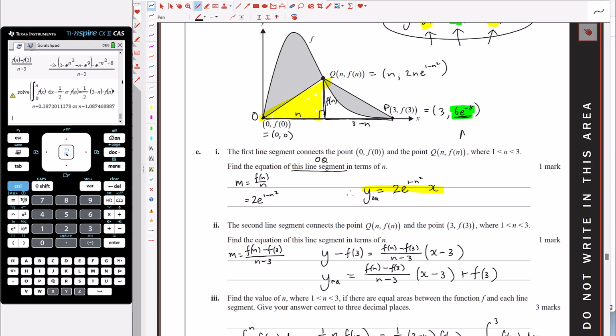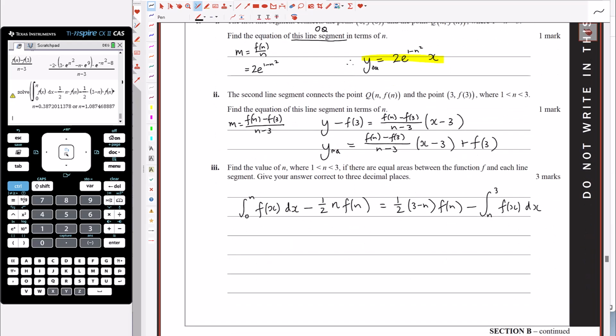So area of a trapezium is half times a plus b, which is the two parallel lines, which will be f at n and f at 3, times the perpendicular height, which will be 3 minus n. So perpendicular, I mean that direction there. So this horizontal distance is actually the height of the trapezium. If we draw a trapezium this way, this is the height because it's the perpendicular distance between the two parallel sides. And so in this case, that would be 3 minus n. So I haven't quite got this right, so let me edit this.